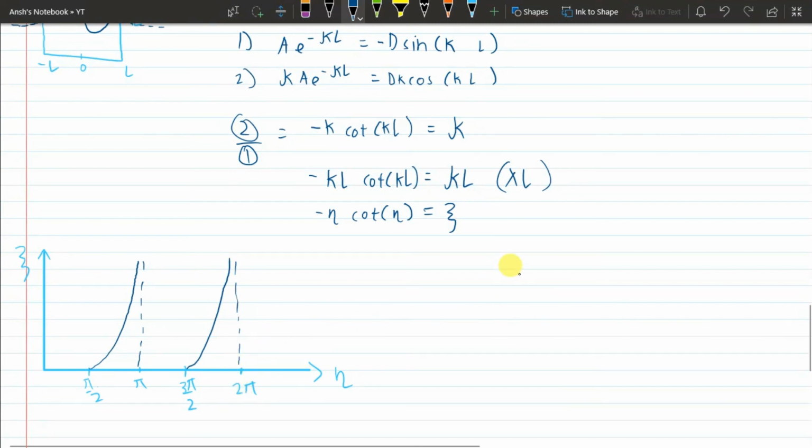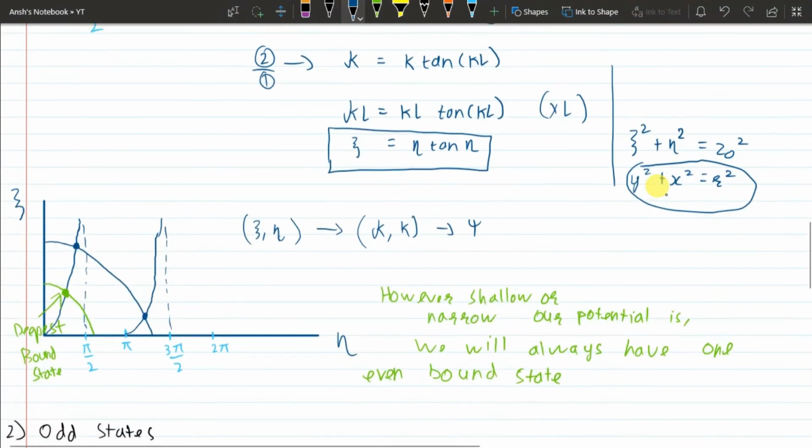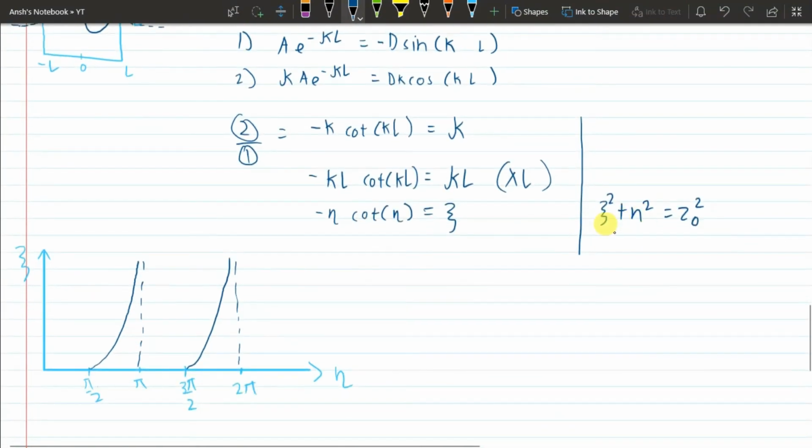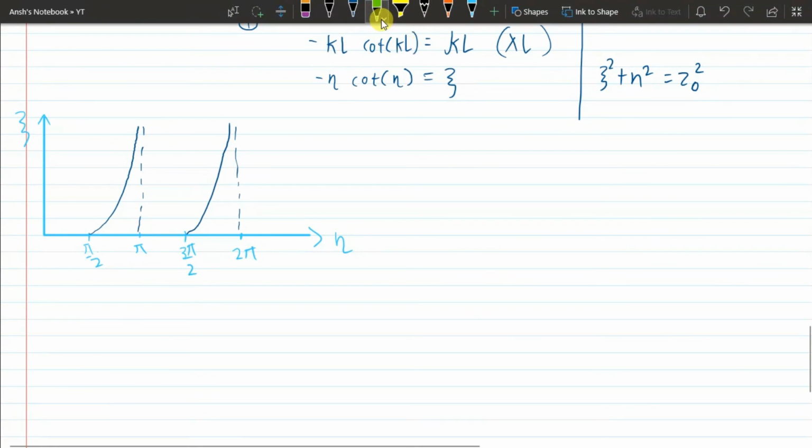And again, we need two equations to solve for two unknown constants, c and eta. So we'll again use the same equation that we used, that was c square plus eta square equals z naught square. This is the same relation that we use right here. And as we know, this is a circle. So we'll draw a circle right here.